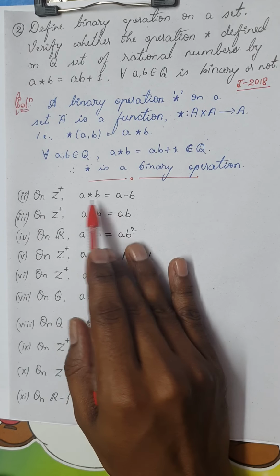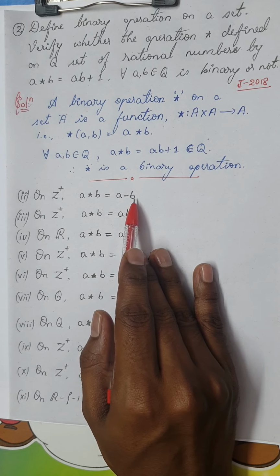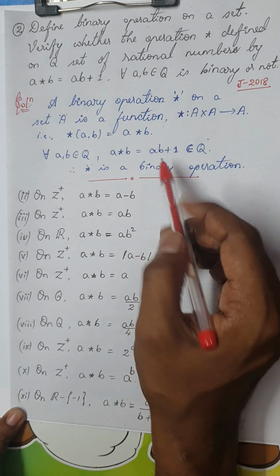On Z plus, if A star B is equal to A minus B, remember this is not a binary operation.